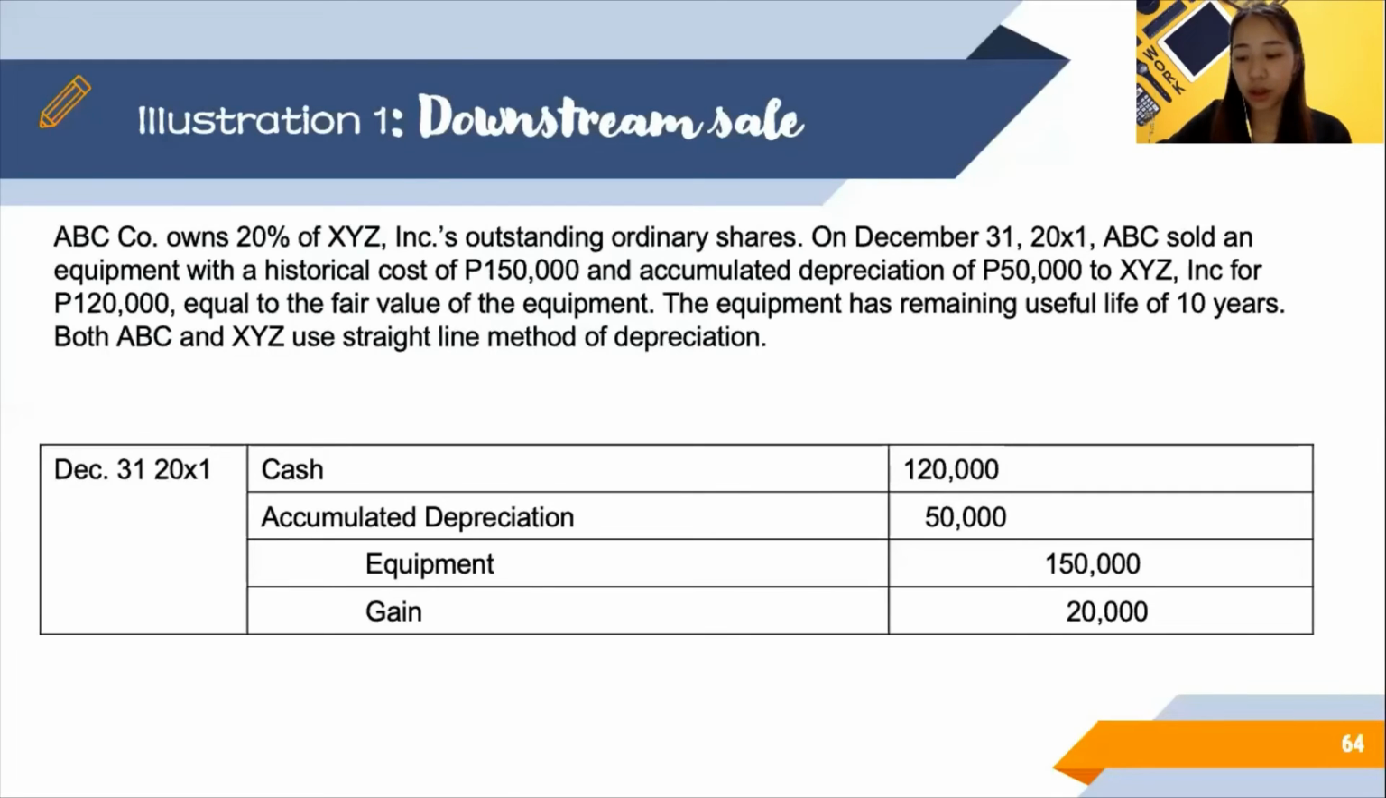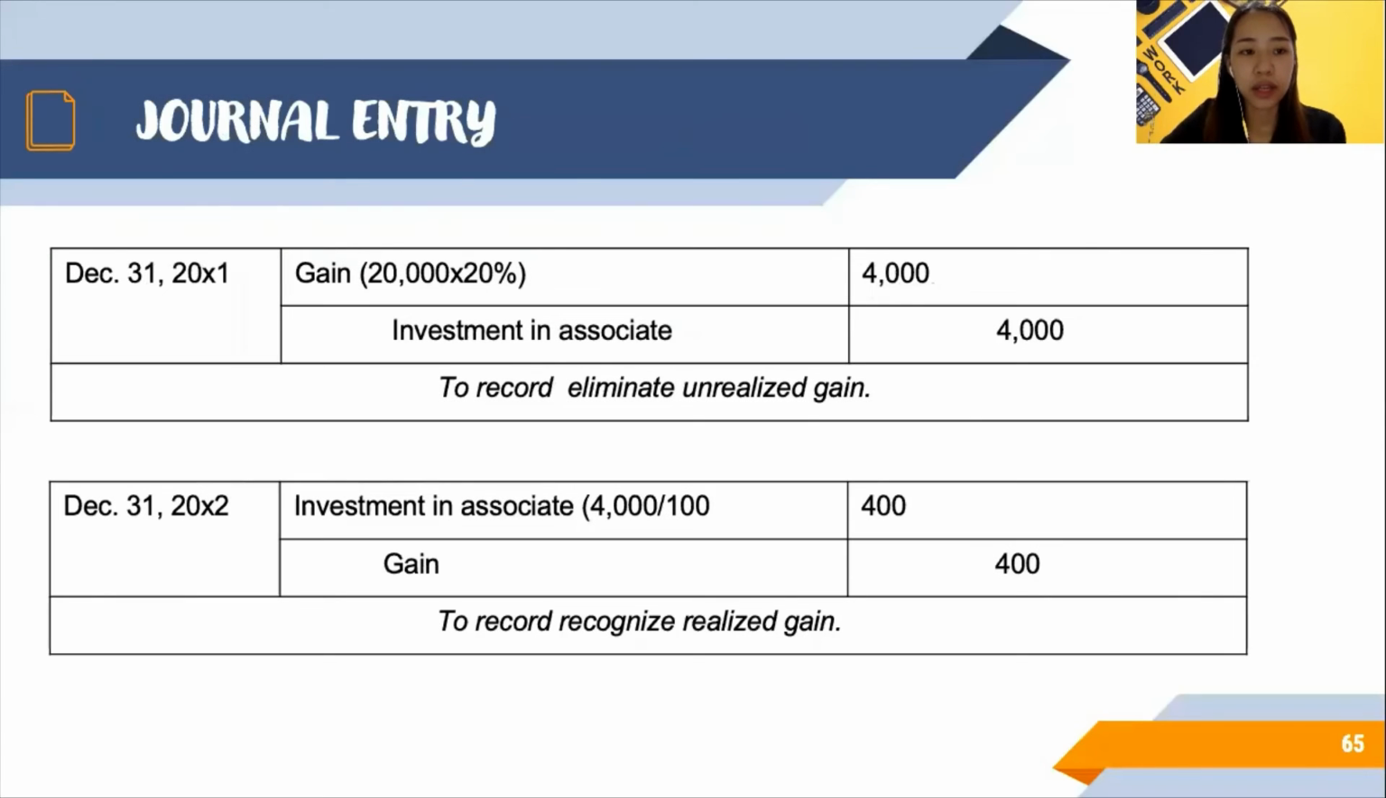So the entry to record the elimination on December 31, 20X1: debit gain 4,000, credit investment in associate 4,000. The 4,000 is computed as the 20,000 gain of the intercompany transaction times the 20% ownership of the investor. And since the gains and losses on our intercompany transaction are eliminated, we eliminate them against the investment in associate account.